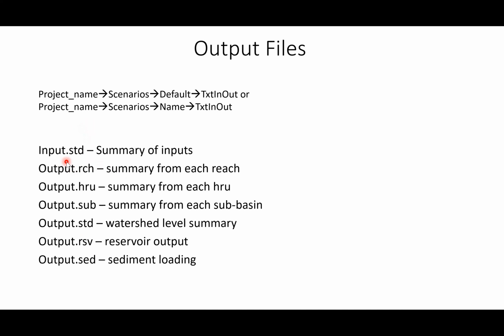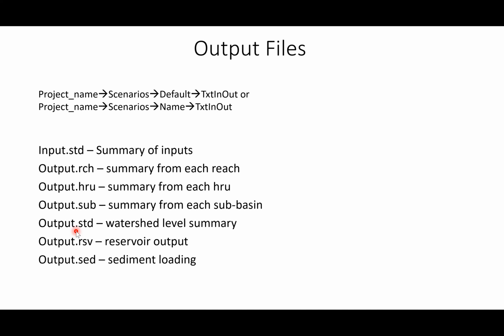So there is input.std. This is just the summary of all the input. And then there is output associated with reaches, hydrologic response unit, sub-basin, watershed scale, reservoir output, and sediment loading. So depending on whether you want to look at the reach scale output, HRU scale, or sub-basin scale, you can open any of these files.